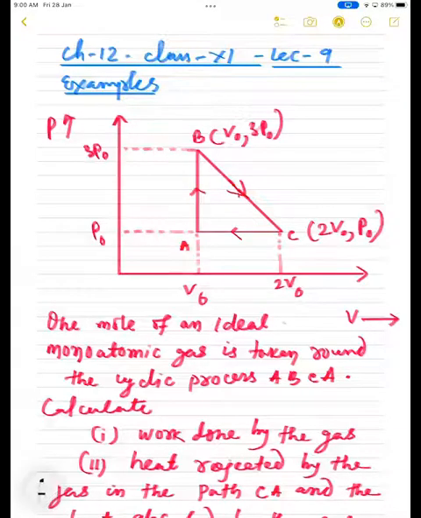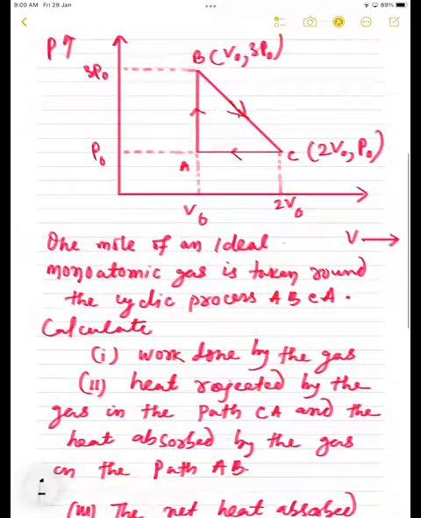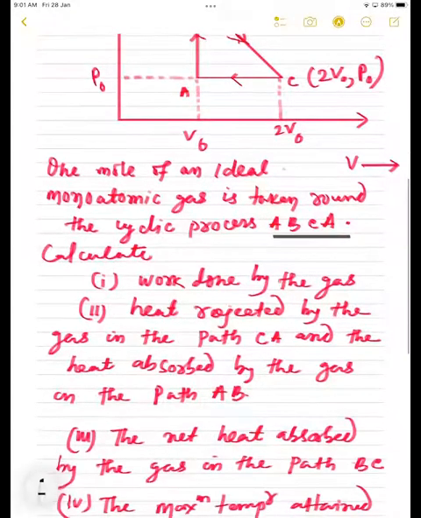Let's see some examples on thermodynamics that used to come in exams. Here, students, you are seeing a PV diagram. So a cyclic process is given. 1 mole of an ideal monoatomic gas is taken around the cyclic process ABCA. Work done by the gas we have to find.